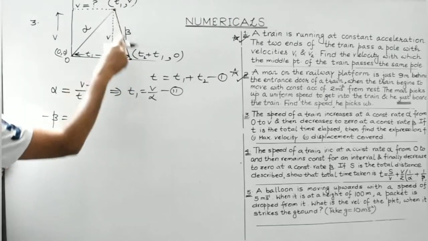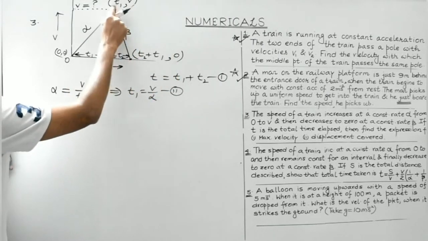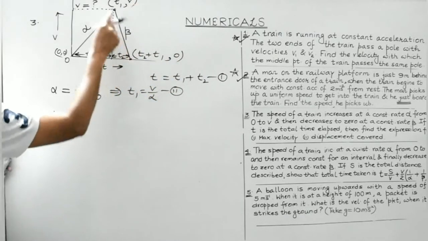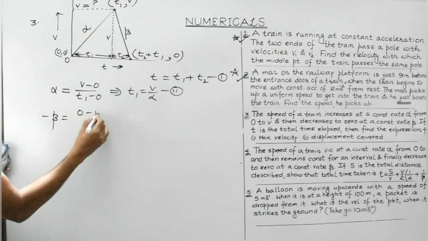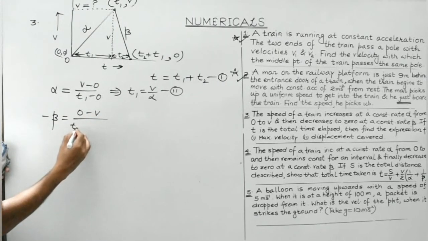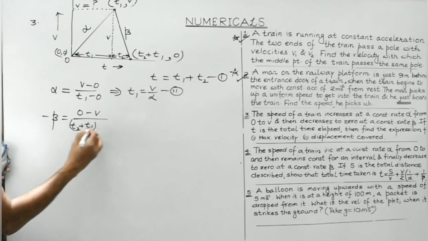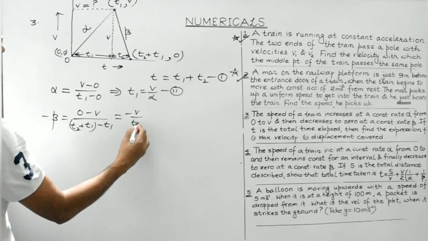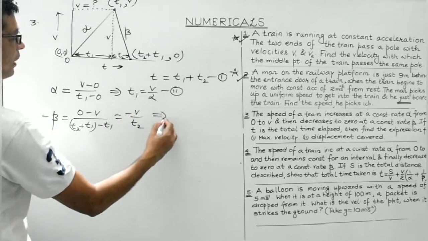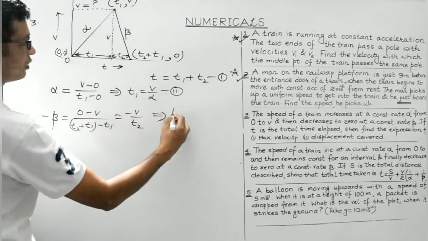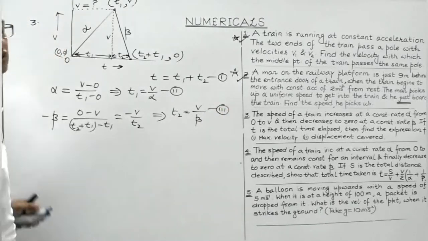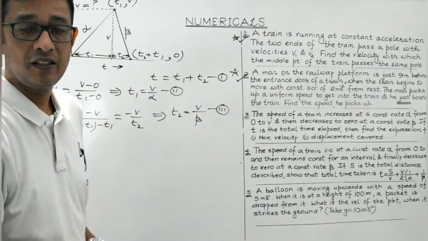Slope of this line. So these are the 2 coordinates. This is x1, y1. This can be considered to be x2, y2. So (y2 minus y1) divided by (x2 minus x1). So it is (0 minus v) divided by (t2 plus t1 minus t1). So what you get is minus v by t2, which implies that minus minus get cancelled. So we get t2 is equal to v by beta. Put this as equation number 3, right?